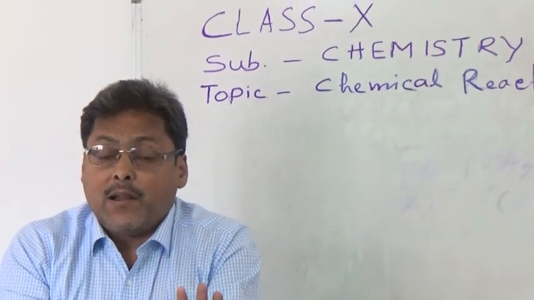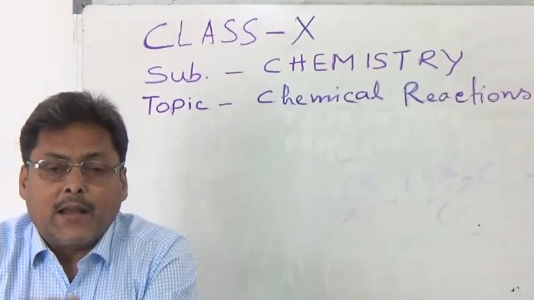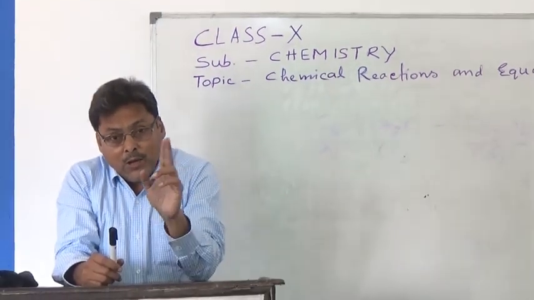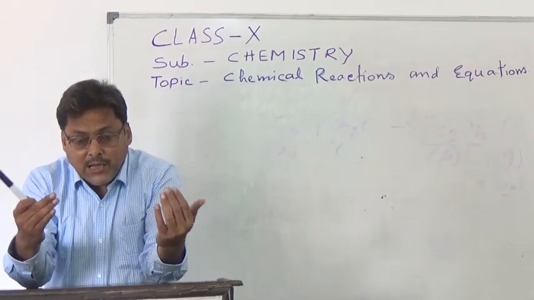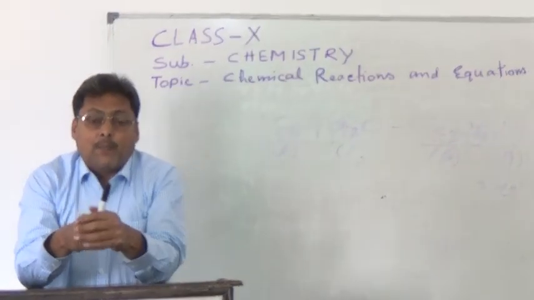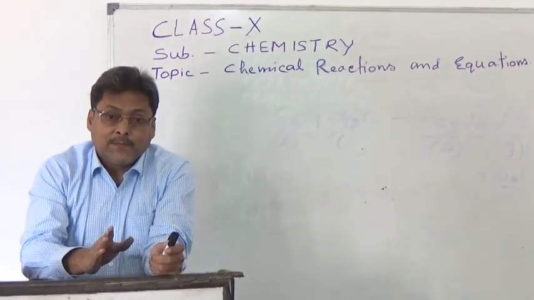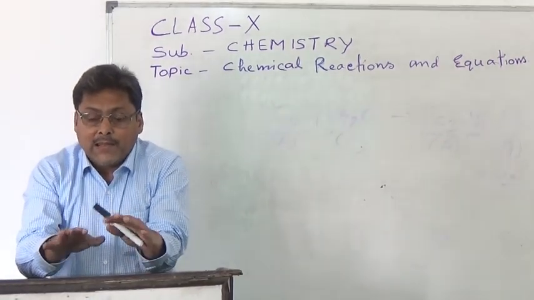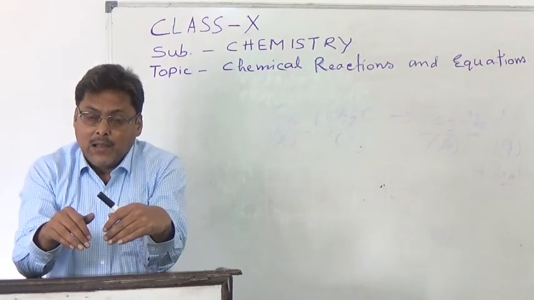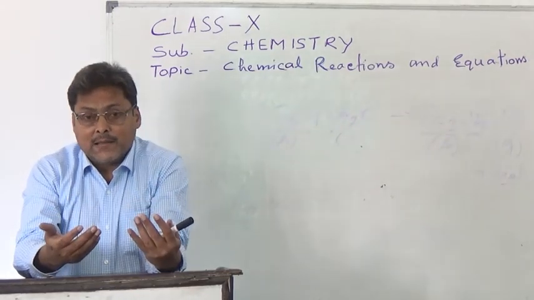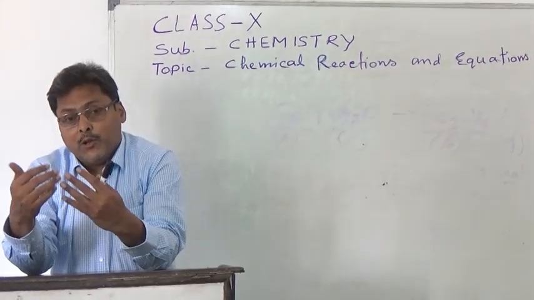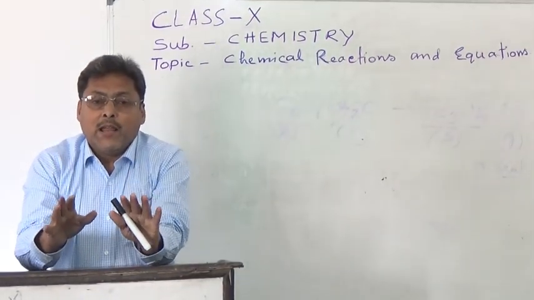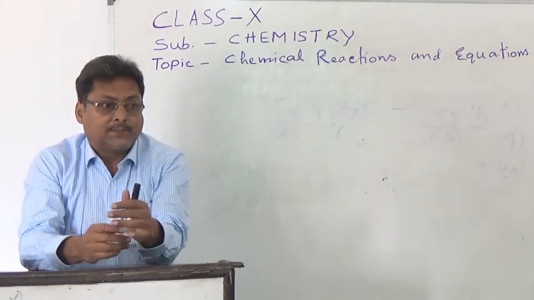And what is chemical reaction? Chemical reaction is the process by which a chemical change occurs. A process by which some elements, some compounds, they change their previous properties and form substances with new properties. This process is called chemical reaction.